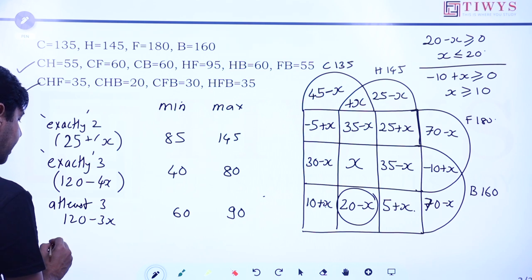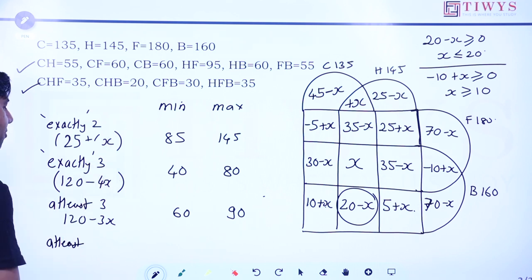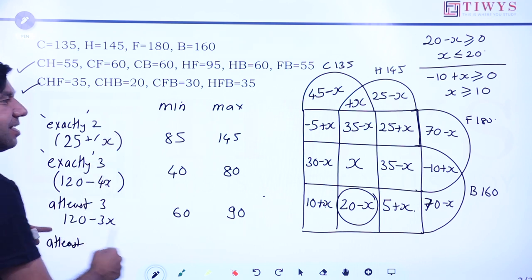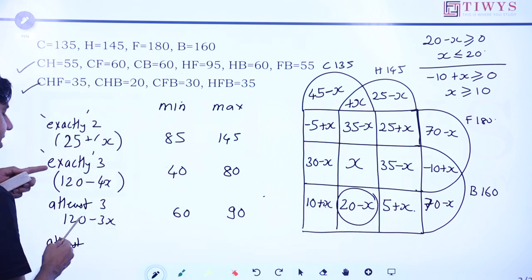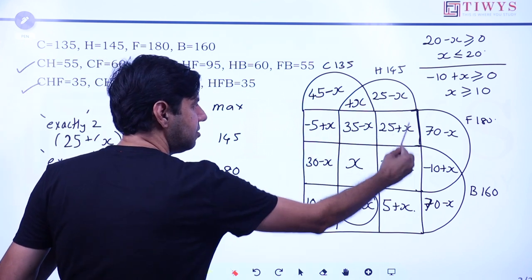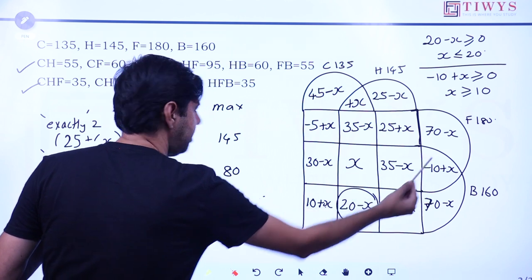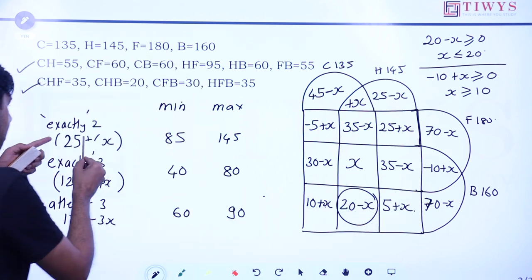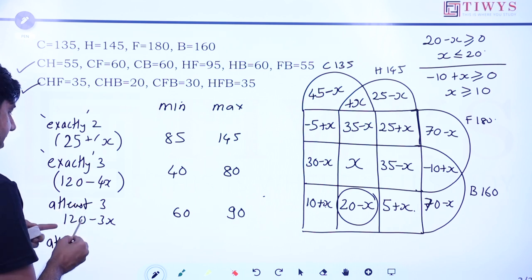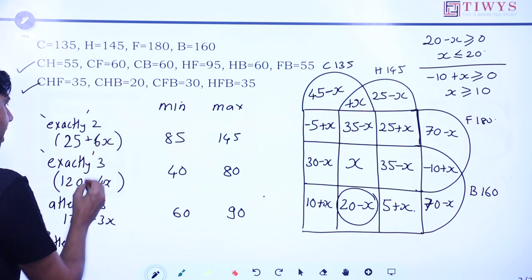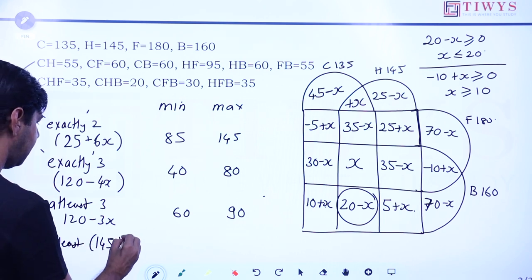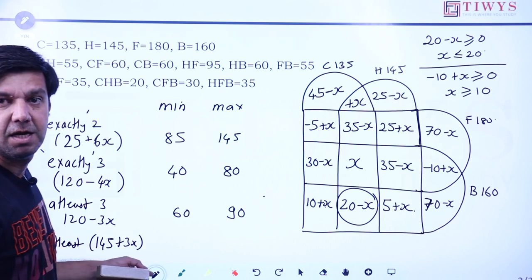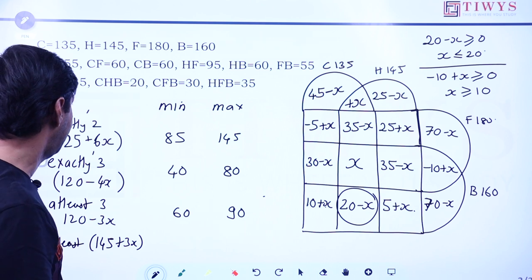And how about the at least 2? At least 2 is going to be nothing but exactly 2 plus at least 3. If you add all these boxes, and also the 2s, which is already added here, this plus this, this plus x, or this plus this, it's the same thing. So when you do that, I'm sure you will be getting 145 and a plus 3x. Same logic, so you got this also.